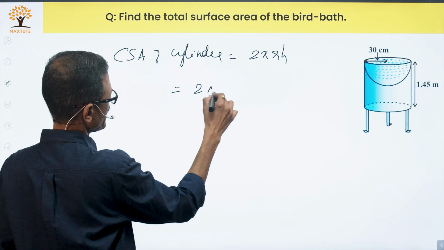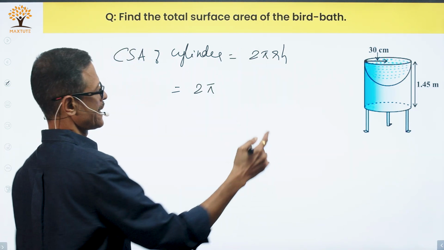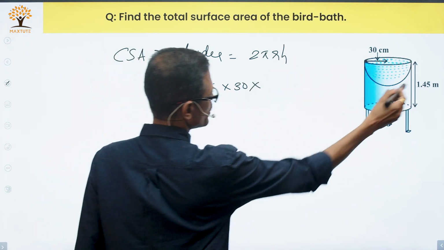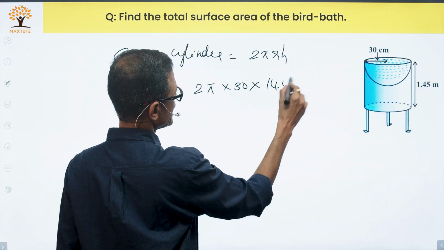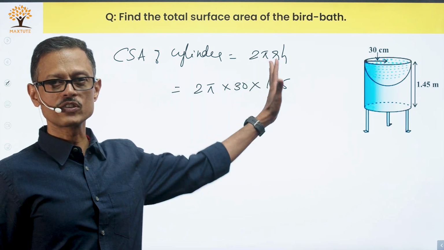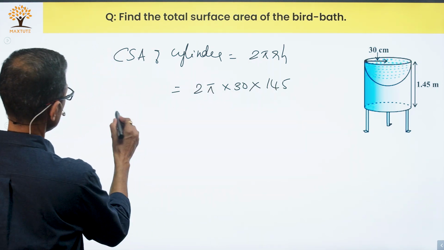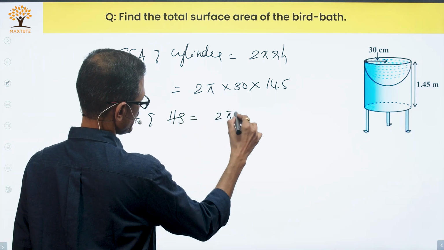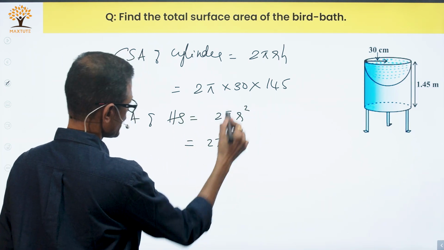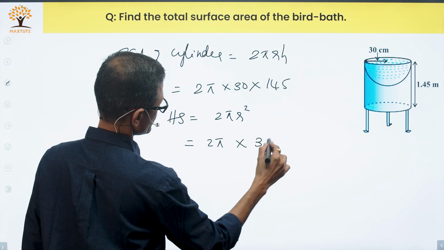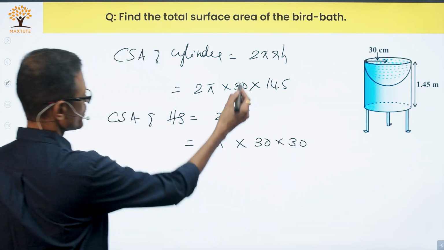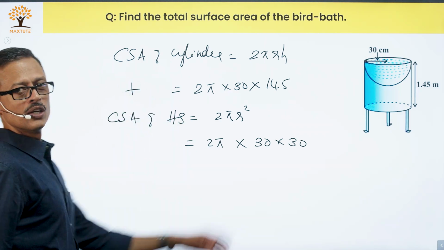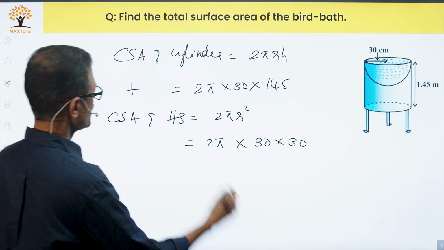So this is 2 pi. We'll write the value of pi a little while later as 22 by 7. r is equal to 30 and h is equal to 1.45 meters. We'll write it as 145 centimeters because all units will be in centimeters now. Curved surface area of hemisphere is equal to 2 pi r square. We'll keep the 2 pi common outside. r square basically becomes 30 into 30. So 2 pi into 30 is common when we are adding these two because we need to add these two to find out the total surface area of the bird bath.